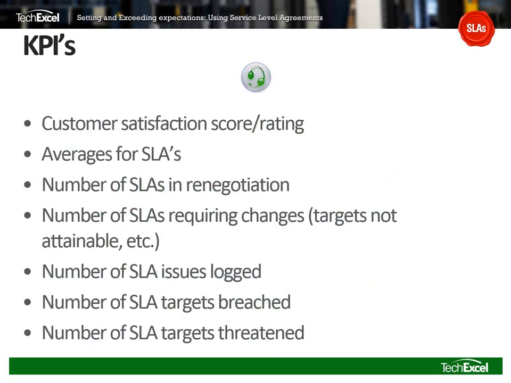When you then look at the KPIs, you see in front of you a range of different KPIs you could be looking at. I mean, customer satisfaction, a score or a rating, what are the averages for the SLA, what number of SLAs are you renegotiating because they don't work, which number needs changes to it, and so on and so forth. And then towards the bottom, you have the very common ones, which is the SLA issues logged, and you have the breaches and the ones that are threatening to breach shortly.